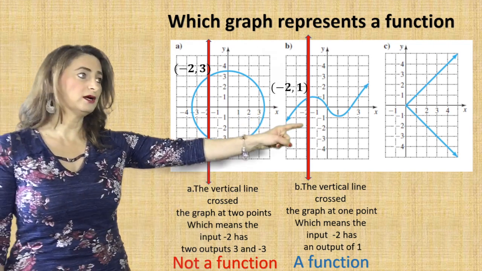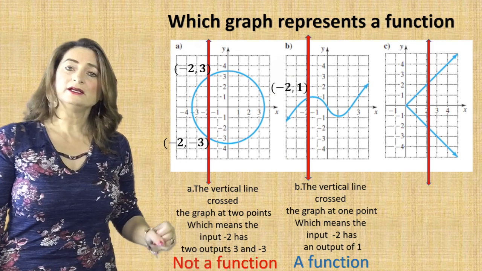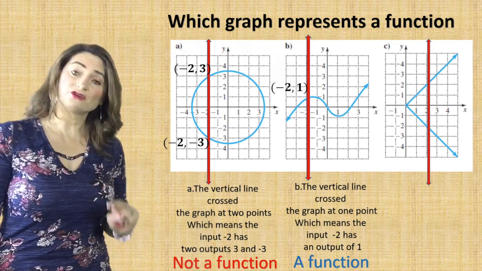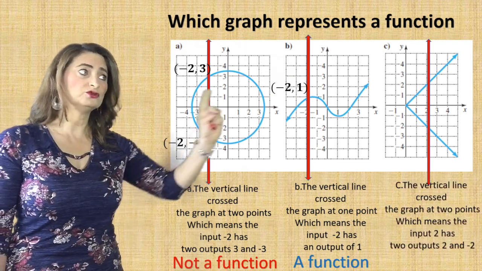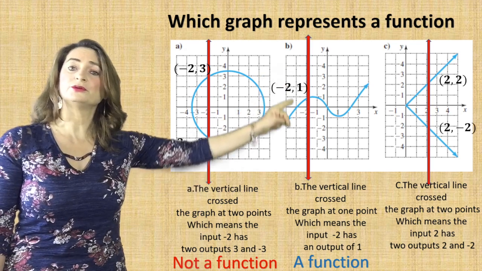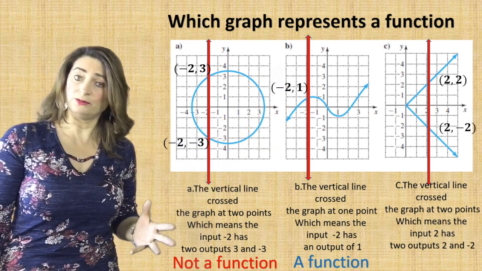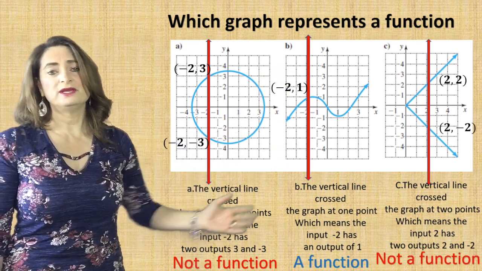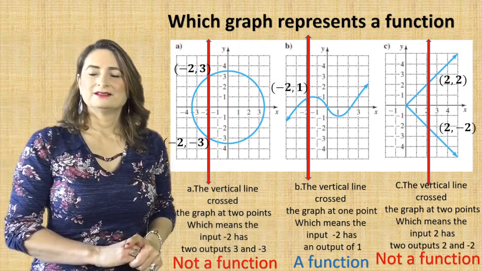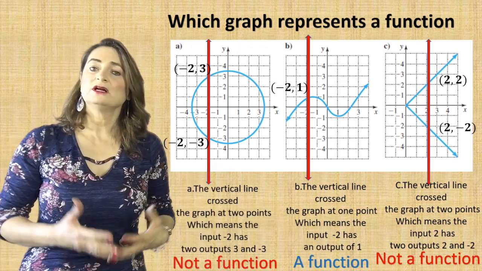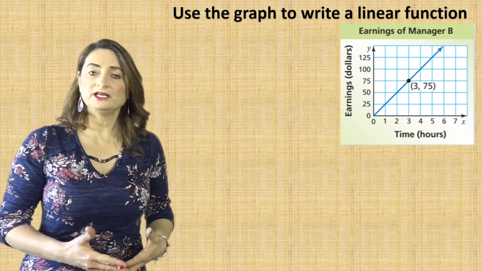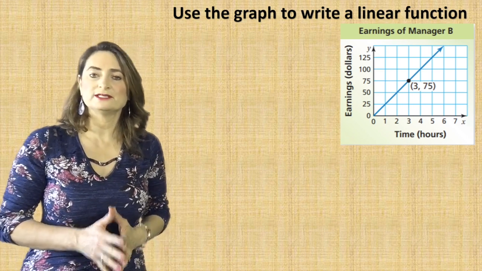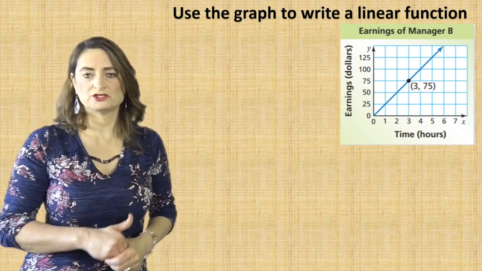Now, the last one, draw a vertical line. It will cross the graph at 2 points, (2, 2) and (2, negative 2). Therefore, the input 2 has multiple outputs, which makes it not a function. This lesson will focus on a lot of real-life applications instead of just giving you a graph and a table and using it to write equations.